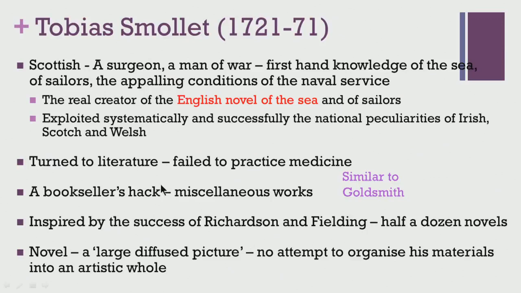Moving on to the next most important writer of the period, Tobias Smollett. He lived from 1721 till 1771. He was of Scottish origin, and it also reminds us that the Scottish Enlightenment did continue to play a significant role in the shaping of English literature in the 18th century.